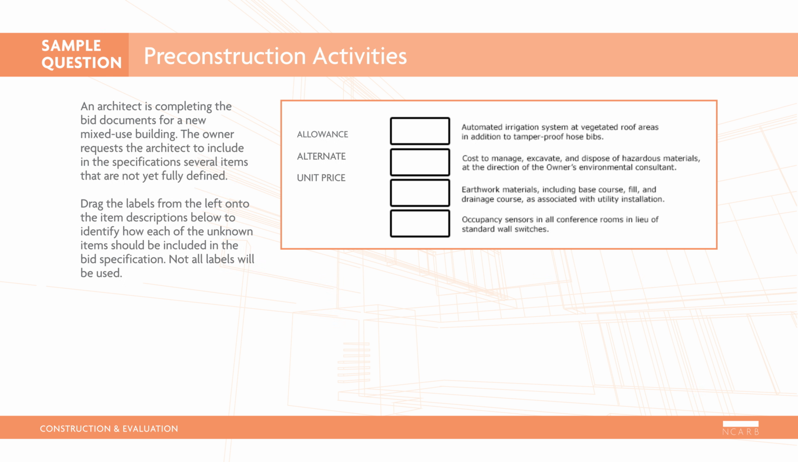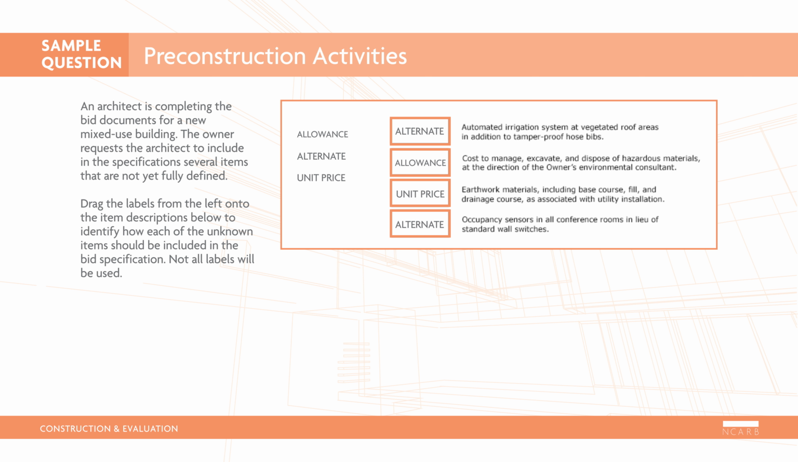An architect is completing the bid documents for a new mixed-use building. The owner requests the architect to include in the specifications several items that are not yet fully defined. Drag the labels from the left onto the item descriptions below to identify how each of the unknown items should be included in the bid specification. Not all labels will be used. Here is the correct response.